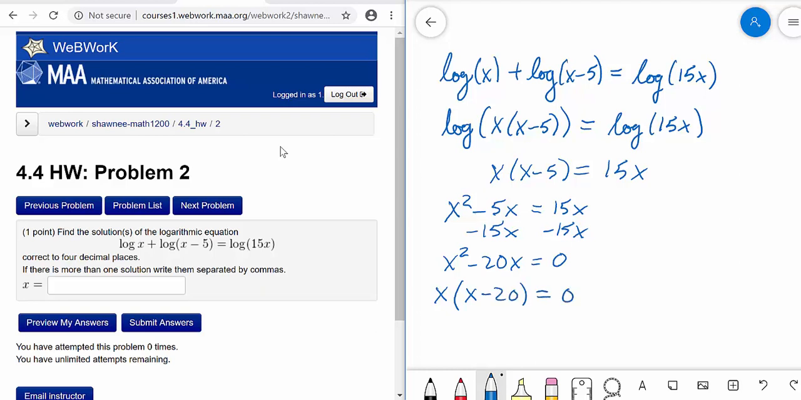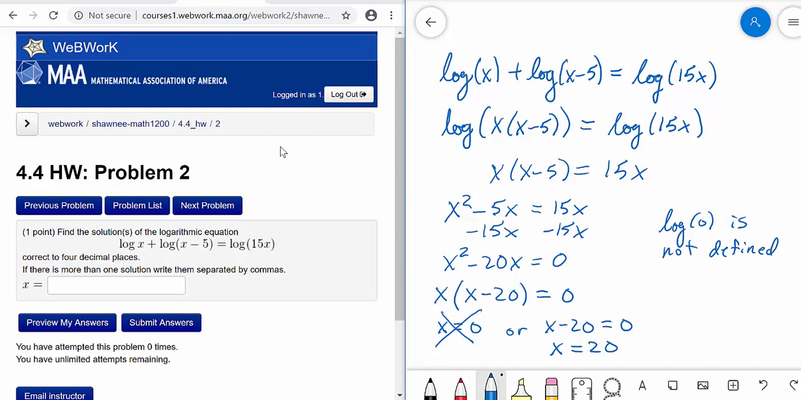And then setting each factor equal to 0, I get x equals 0 or x minus 20 equals 0. So we have two potential solutions, x equals 0 and x equals 20. But if we look back at the original problem, you cannot plug in 0 for x. The log of 0 is not defined. So x equals 0 is not a solution.